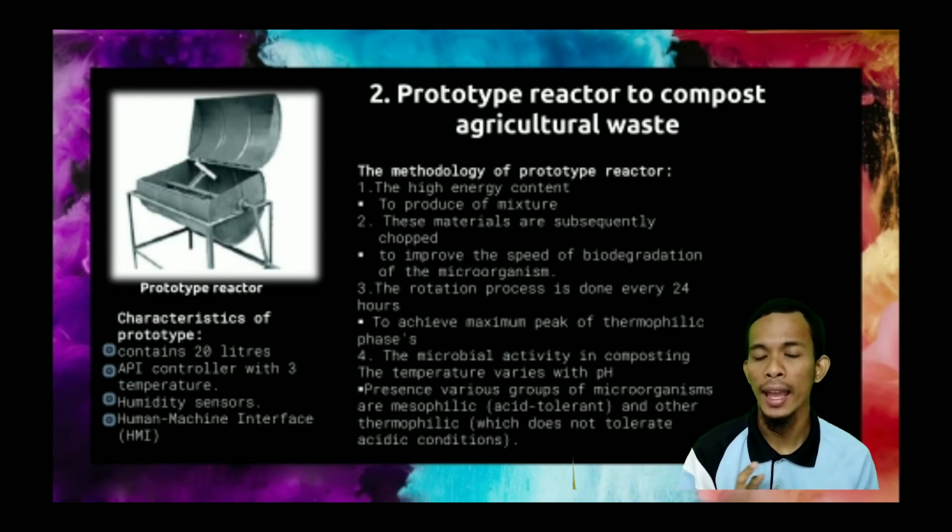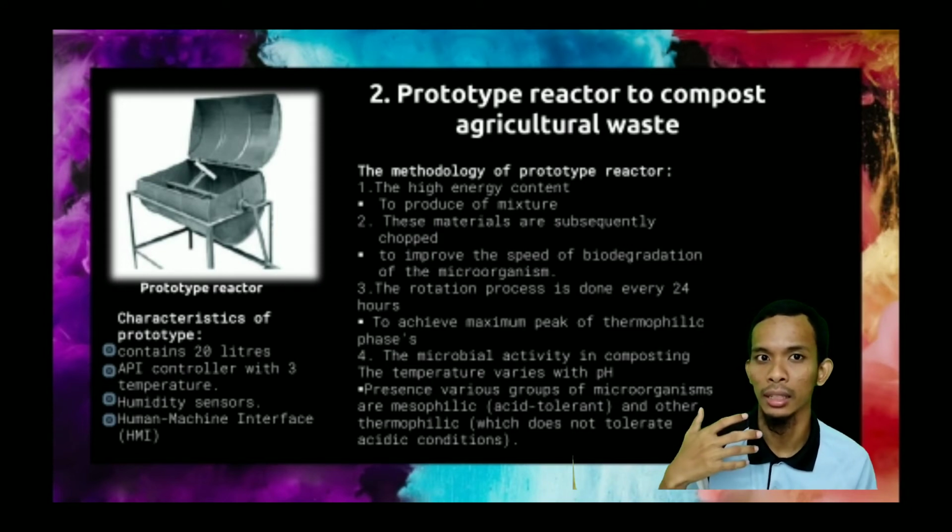Firstly, we need a high energy content mixture to get the ratio of the material with a higher content of carbons and nitrogens. After that, these materials are subsequently chopped to improve the speed of biodegradation by the microorganisms. The process that mixes the organic matter, the substrate soil, and the atmosphere homogeneously inside the reactor enhances the chemical properties such as the concentration of pH and oxygen, and homogenizes the temperature in its thermophilic phase.